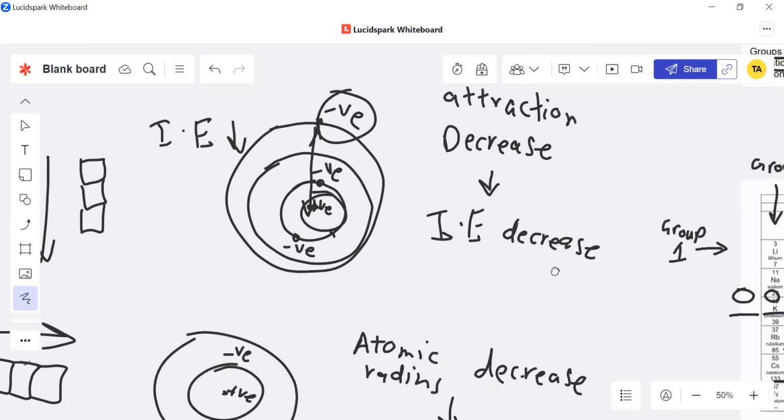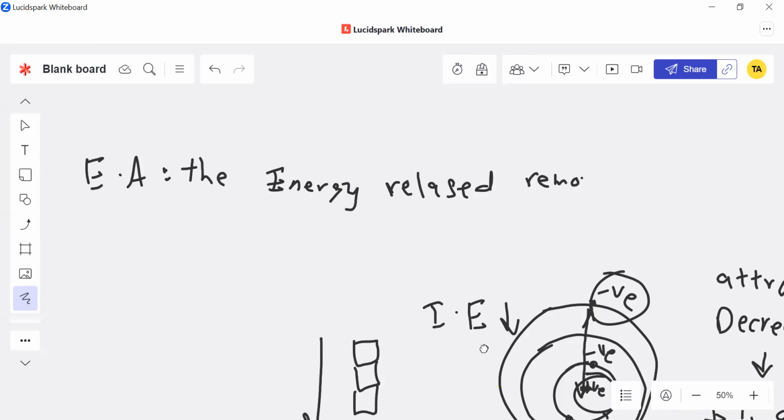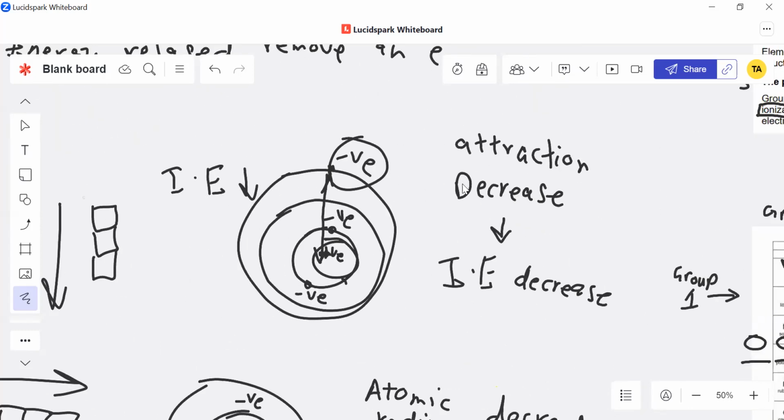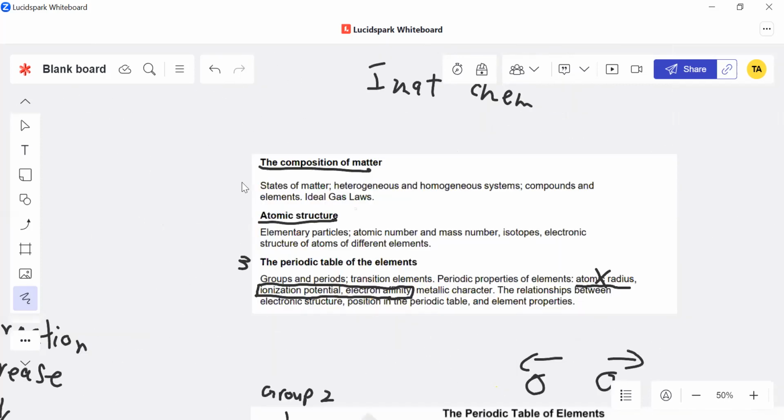All right. So this is the same case for electron affinity. What is electron affinity? Electron affinity is the energy released when you add an electron. And this is the same concept with ionization energy and electron affinity. So ionization energy and electron affinity both decrease down the group, but increase across a period. So now we are done with ionization energy and electron affinity.